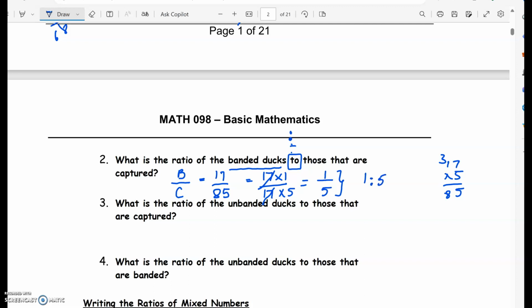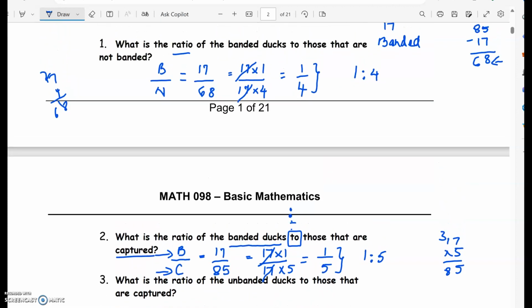And the order in which you write it is important because we want to find the ratio of banded ducks to those that are captured. So the captured comes in the denominator, banded comes in the numerator. So you just have to read the question carefully and put it in the right order. The important thing to understand is that ratios can be written as fractions, but at the end you have to remember that it's a ratio, and the way you read the fraction is a little different.